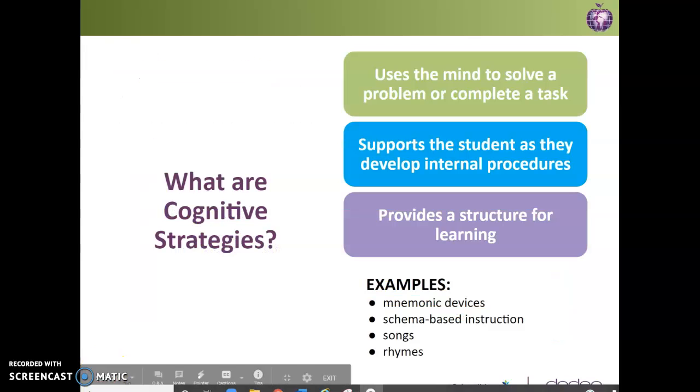So what are cognitive strategies? They are strategies that use our mind to solve a problem or complete a task. They help to produce a structure for learning and support the student as they develop internal procedures. Cognitive strategies, such as mnemonic devices, schema-based instruction, songs, and rhymes, make problem-solving steps explicit to help students apply those strategies when solving a problem.